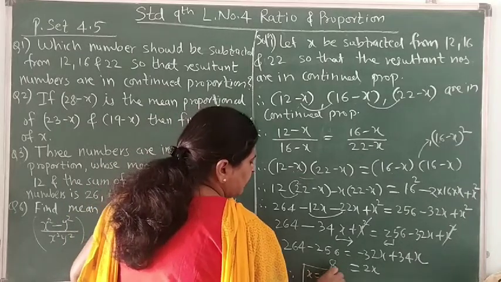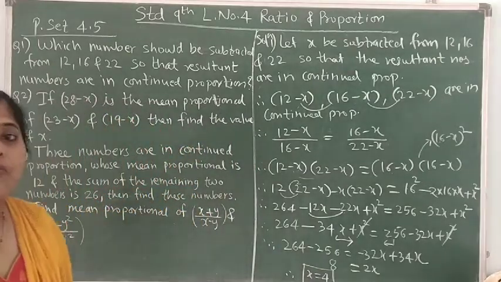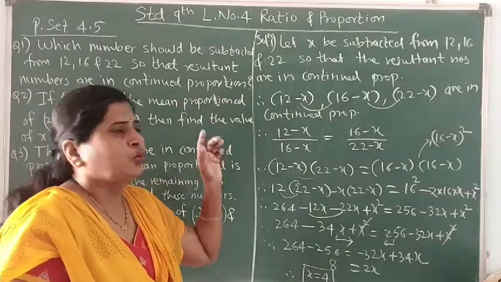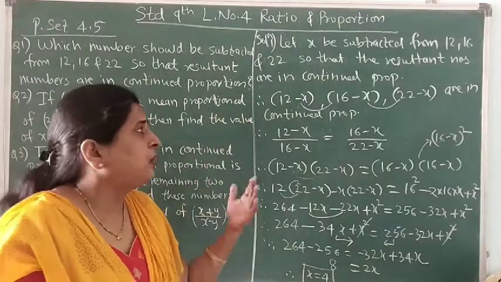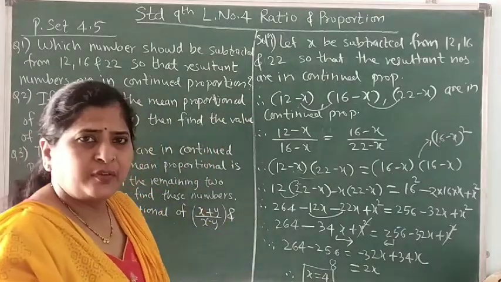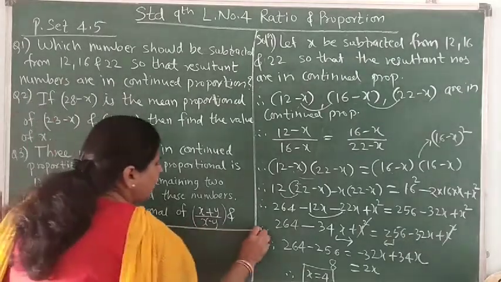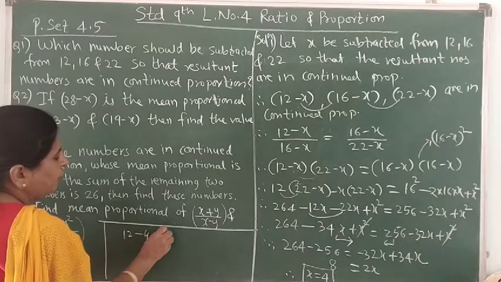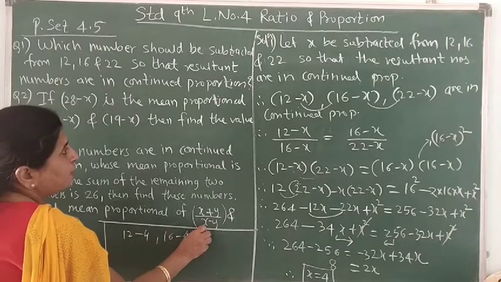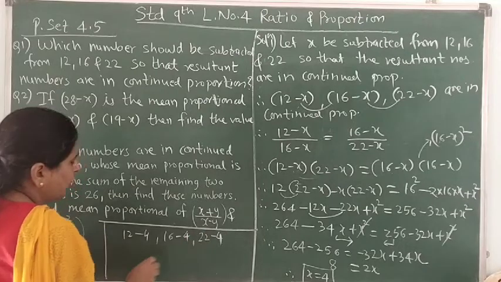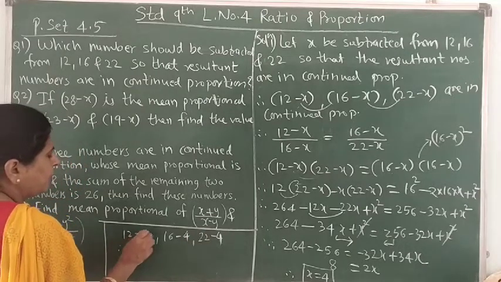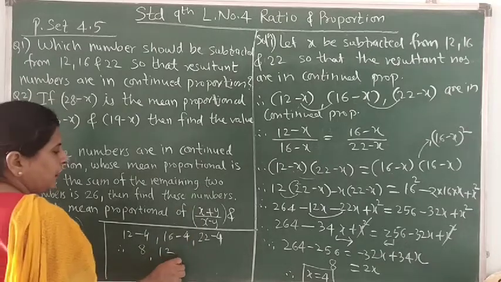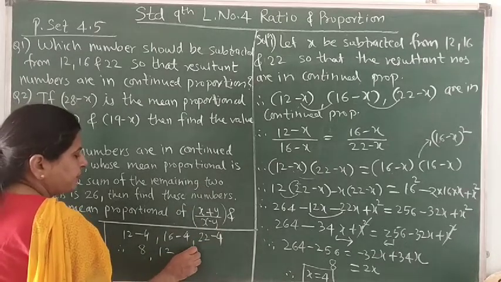2 4s are 8. So what should be the answer? 4 should be subtracted from 12, 16 and 22 so that the resultant numbers are in proportion. Can we verify this? Certainly yes. How can we verify this? From 12 if we subtract 4, from 16 if we subtract 4 and from 22 if we subtract 4, what will be the resultant numbers? 12 minus 4 is going to be 8, 16 minus 4 you get 12, and 22 minus 4 you get 18.